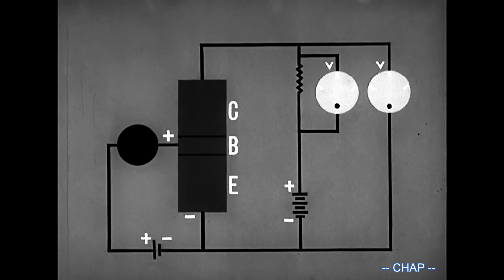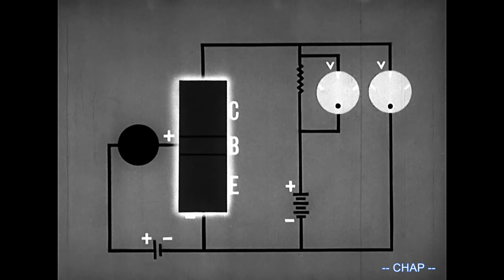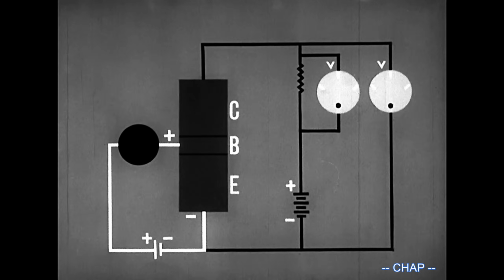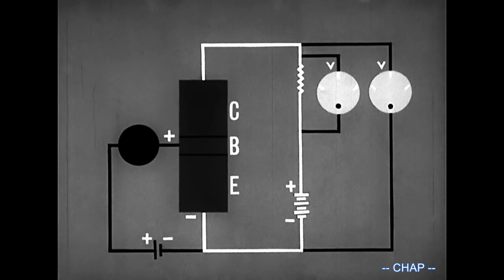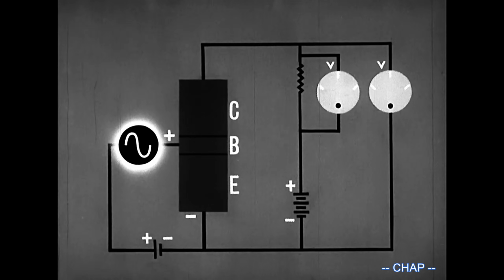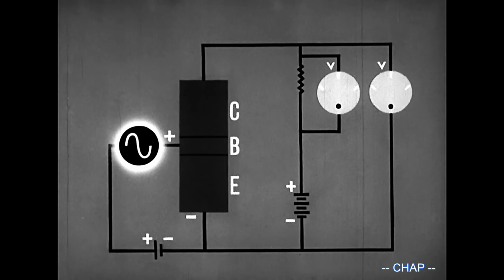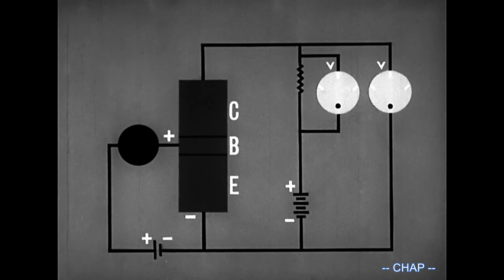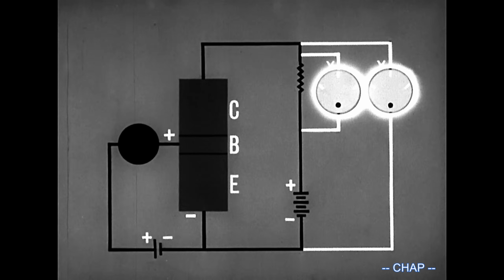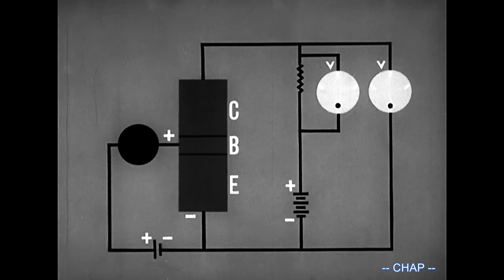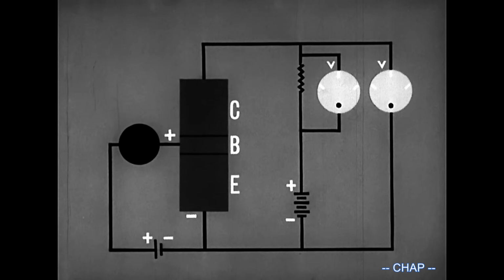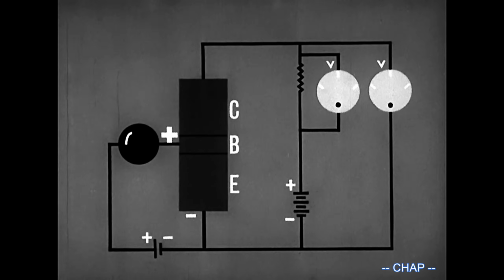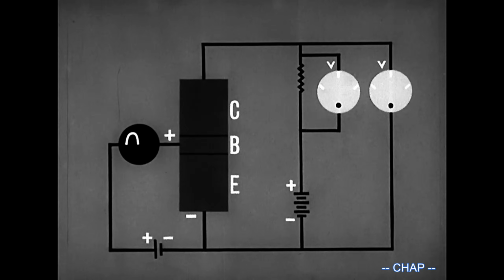To see how amplification has been achieved, let's use this circuit. It consists of a transistor, a forward bias voltage circuit, and a collector voltage circuit, including a load resistor. The input signal is fed into the forward bias circuit. Voltmeters have been added to indicate changes in voltage. During the positive alternation of the input signal, the forward bias first increases, then decreases back to normal.